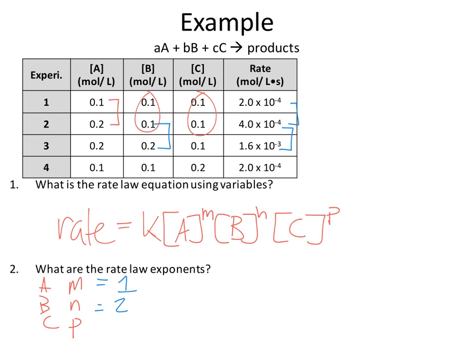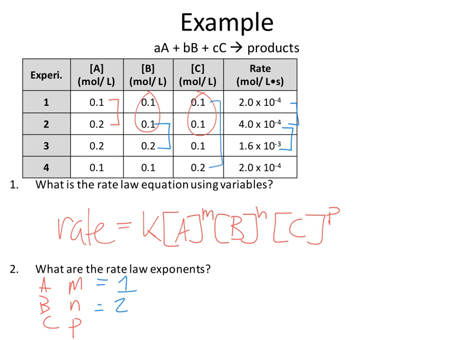Now for the last one, we have to look at the effect that changing the concentration of C has on the rate. We have to keep A and B constant. Here we see a change, 1 to 2, but this is not constant, that's not constant, so we can't use that. What about here? From this and here, we see that this is constant, but that's not constant, so that doesn't work either. How about from here? 0.1 to 0.2, that's a change. 0.1, 0.1, 0.1, 0.1. Okay, so we can look at C using our first and fourth experiments.